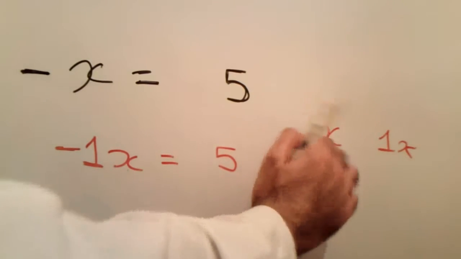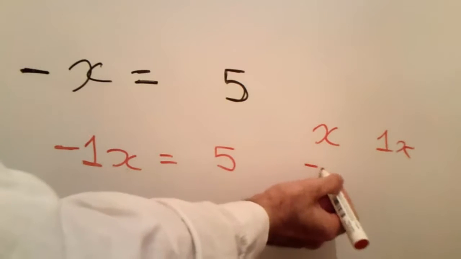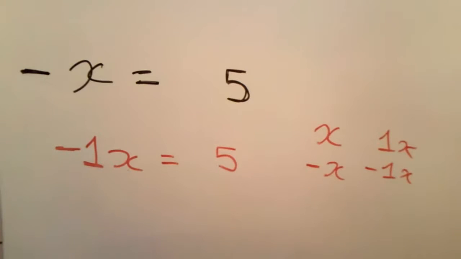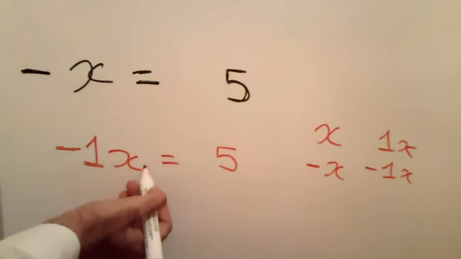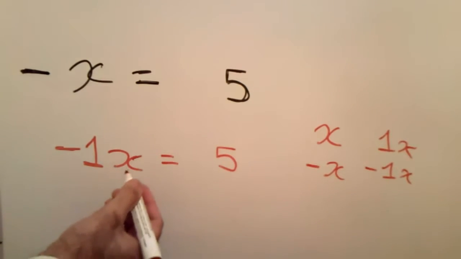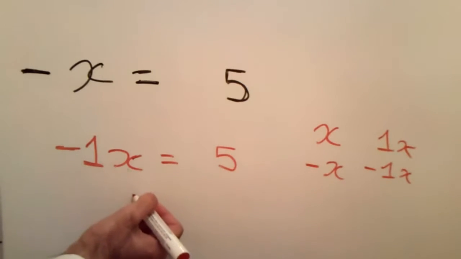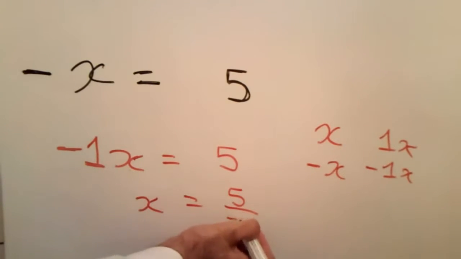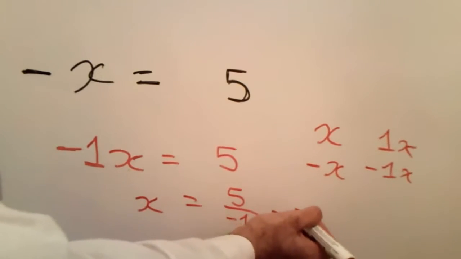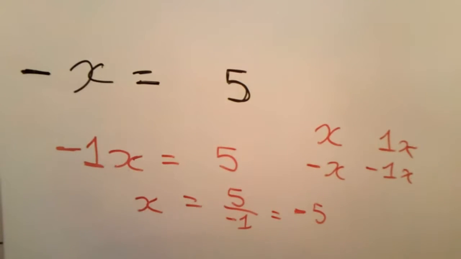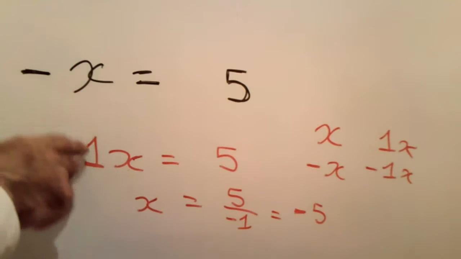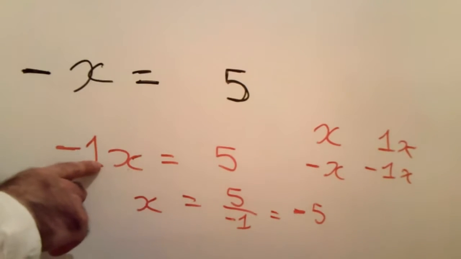The letter, we can say that negative x is the same as negative 1x. So to find the value of x, you just divide. So x is equal to 5 divided by negative 1, which is equal to minus 5. So this example is trying to explain what something like negative x actually means. It just means negative 1x.